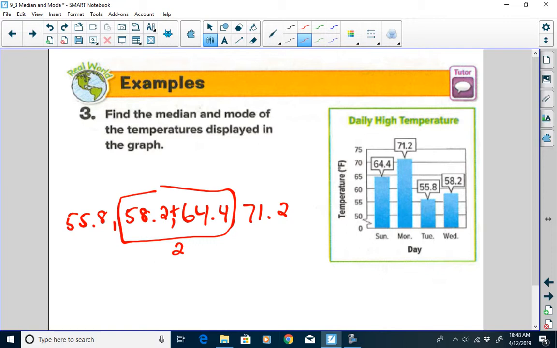So let's do that. We have 58.2 plus 64.4. We get a sum of 122.6. We're going to divide that by 2, and when we divide that by 2, we wind up with 61.3 for the median. When we have an even number of data items, we add and then we divide by 2.